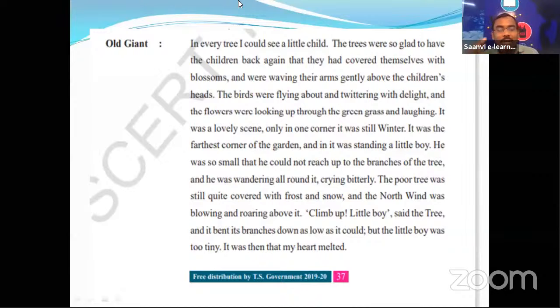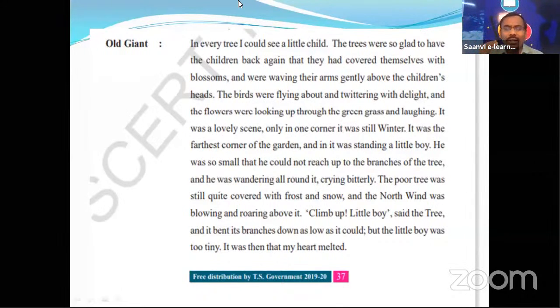But here, the child was so small that he couldn't climb up the tree and sit on the branches. The poor tree was still quite covered with frost and snow, and the north wind was blowing and roaring above it. So only one tree in the garden was not happy. Why? Because it was covered with frost and snow.